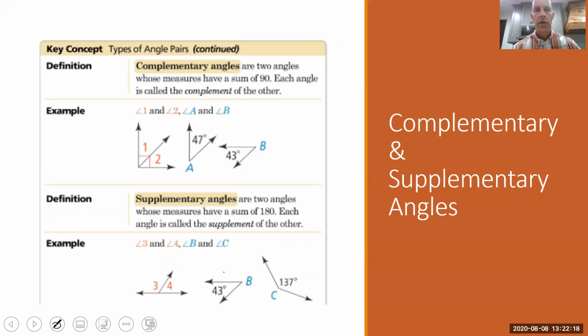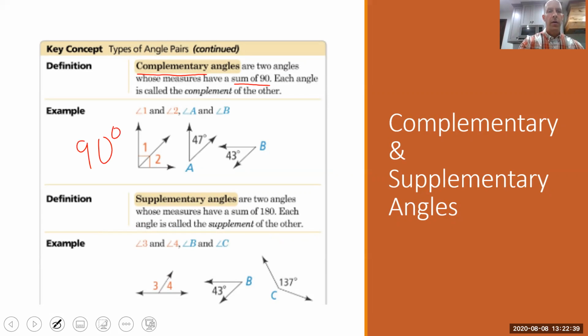Our next two definitions are complementary and supplementary angles. Complementary angles are two angles who have, when you add, they're adjacent. First of all, I should mention that they are adjacent. Actually, I take that back. They don't have to be adjacent. Most of the time, they are adjacent. Complementary angles are two angles whose sum is 90 degrees.